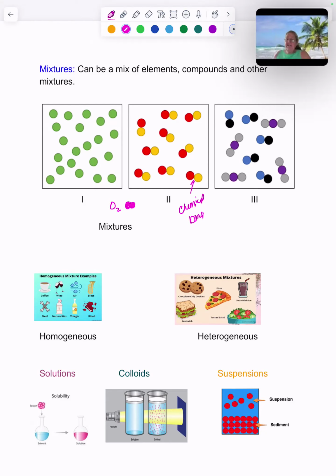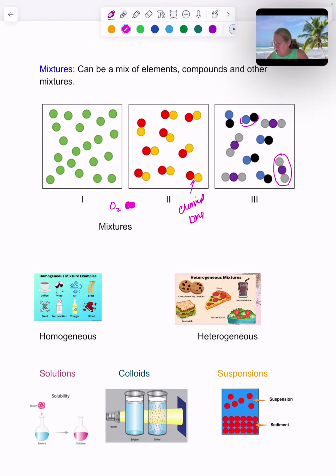So if I look at this next one, I can see it's a mixture. I've got this compound, the blue-black, and I have a compound gray-purple. And I don't seem to have anything else in there. So this is a mixture of two different compounds.